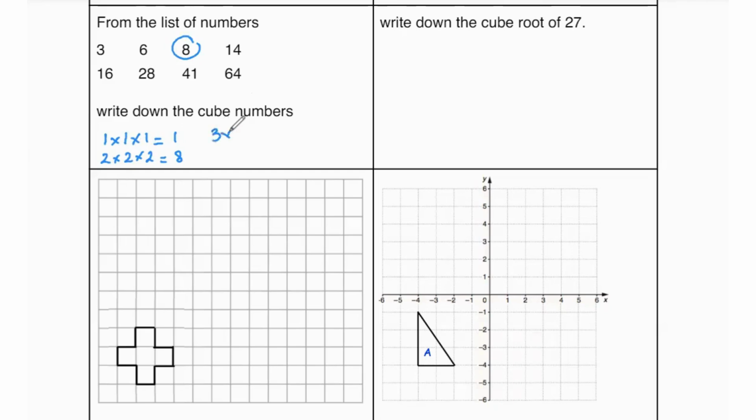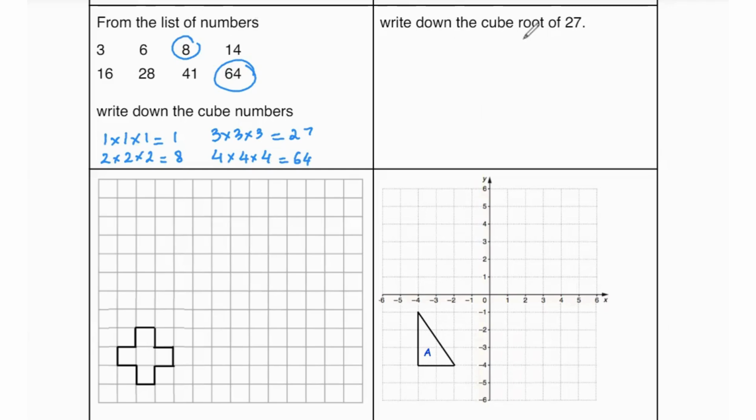Then 3 times 3 times 3 is 27, which is not given over here. 4 times 4 times 4 is 64. So that's this. These are the only two cube numbers that are in this list.